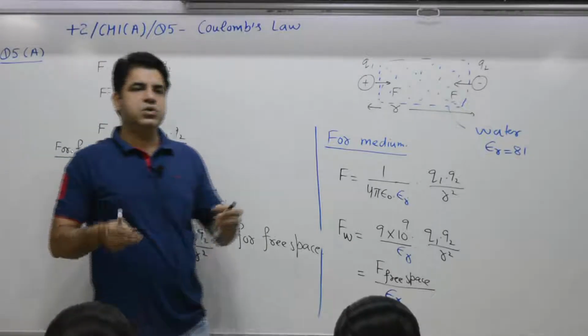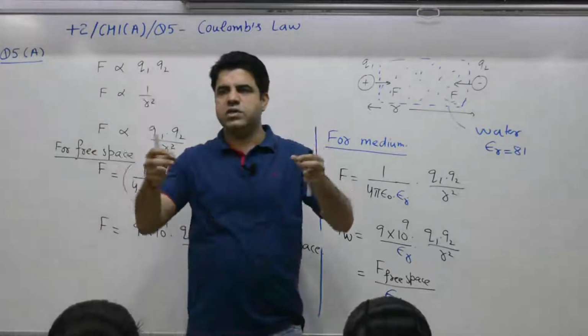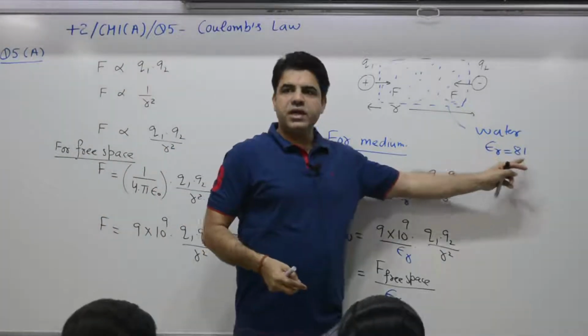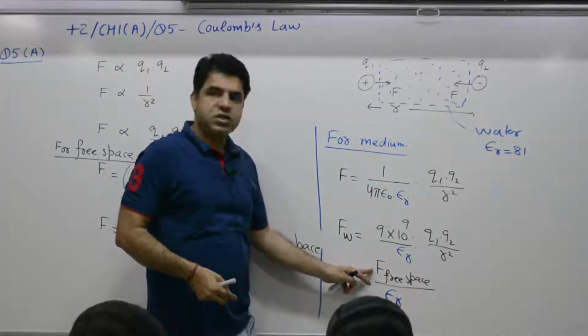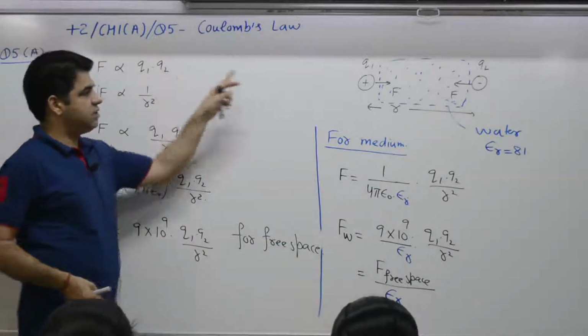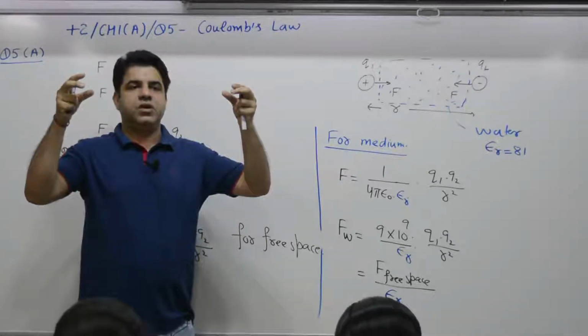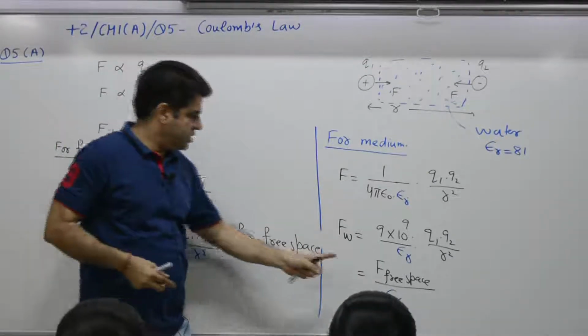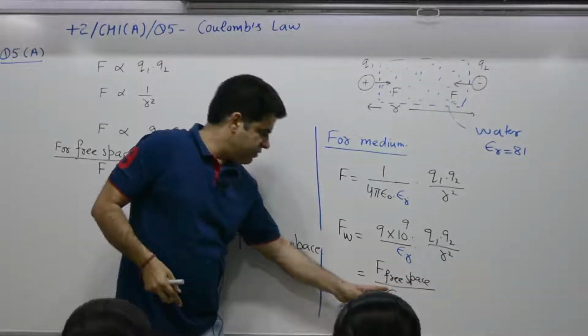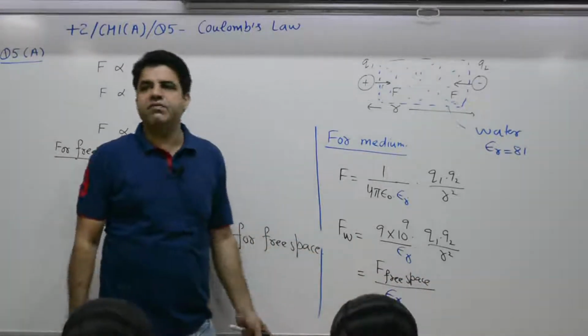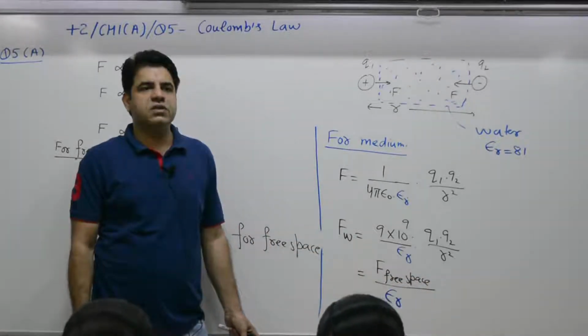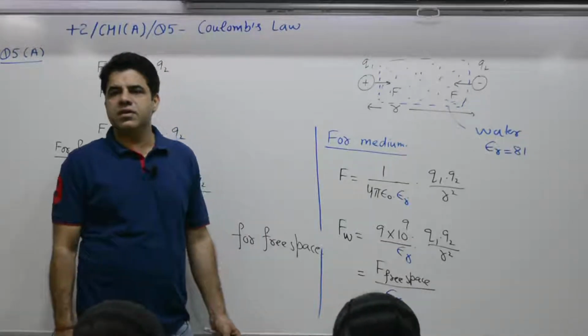When you shift two charges from air to water, epsilon r is equal to 81. Suppose the force between two charges when they were in air was 81 Newton. Now you shift it to water. This part is 81, divided by epsilon r, which is also 81. So now the force is 1 Newton.